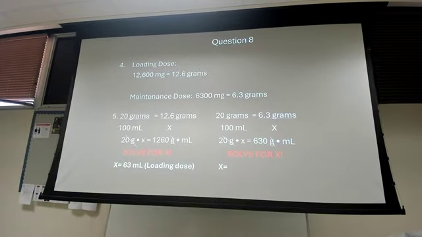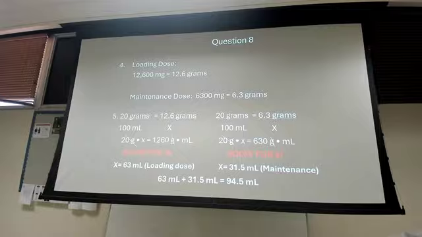Now we'll do the same thing for the maintenance dose. So we have the stock percentage of 20 grams over 100 milliliters. We'll set that equal to the 6.3 grams over X. And when we solve, we'll get 31.5 milliliters maintenance. So we found the loading dose, we found the maintenance dose, and then there was a third part of this question for the total amount. So we'll take the 63 milliliters plus the 31.5, and that will equal 94.5, giving us the total.